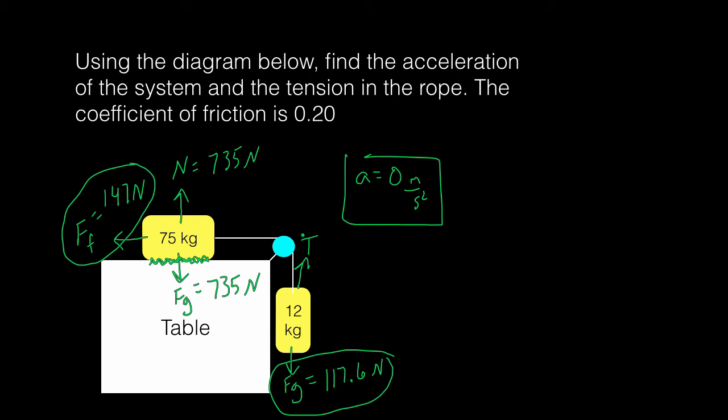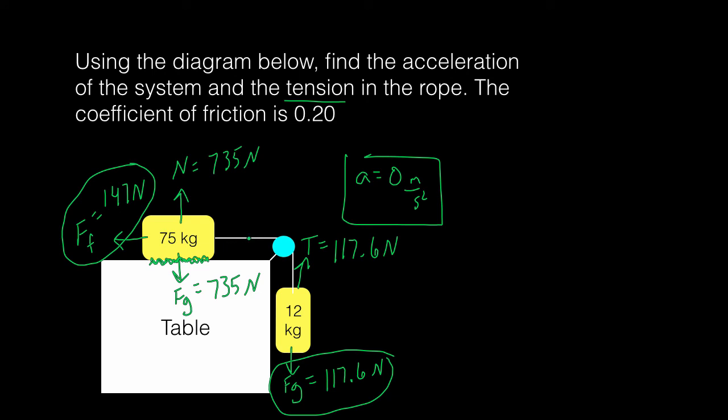And if your acceleration is 0, that means this block here is going to be at rest. So to find the tension in the rope, we will simply take the force of gravity down, which is 117. And if this block is at rest, remember Newton's first law, if an object is at rest, the forces acting on it have to be balanced. So the force of tension here is going to be equal to 117.6 newtons as well.